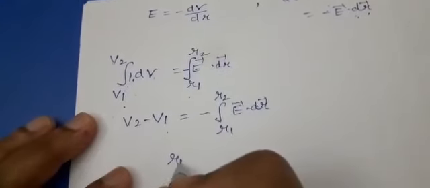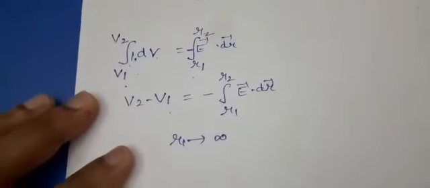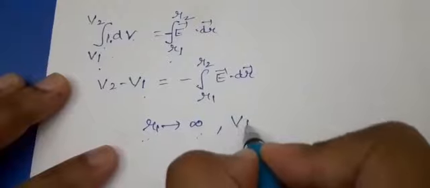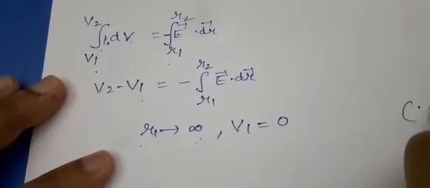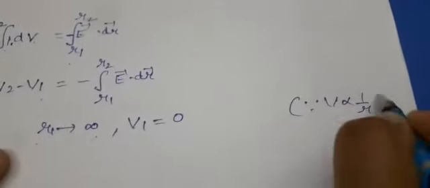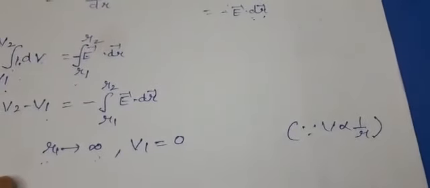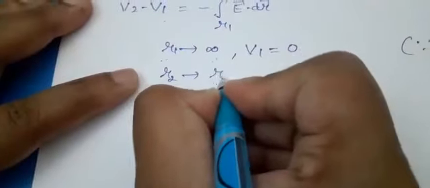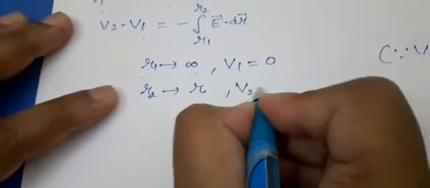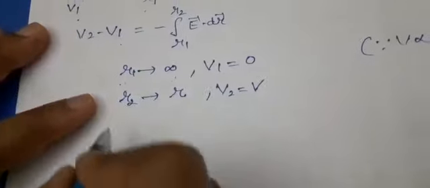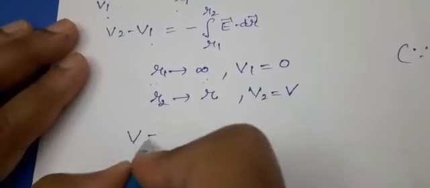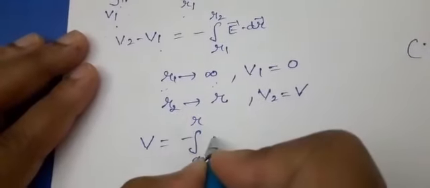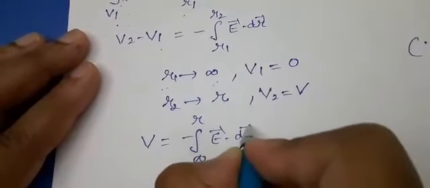If we take charge Q naught, test charge has to move from infinity to a point. So at infinity potential V1 will be 0. Why? Because we know potential is inversely proportional to R. More will be the distance, less will be the potential. And let R2 position be at position R. So potential, let we take it as V. So now substituting the value, V will be equal to minus, this is infinity to R limits, E dot dr.